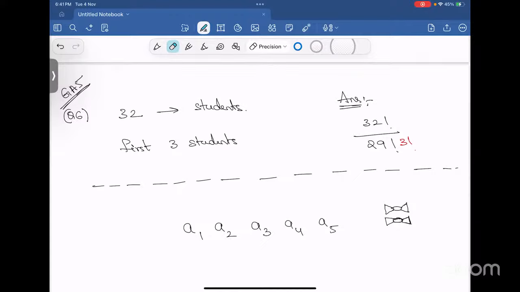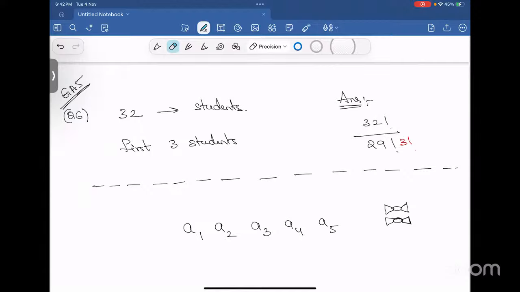They didn't mention that there is a ranking system and that they are going to rank them in order. All it announced was that whoever comes in the first 3, I will give them some award. Even if you come third, or second, or first, all 3 of them are equally awarded. So then it becomes 32C3, which is 32 factorial by 29 factorial into 3 factorial.